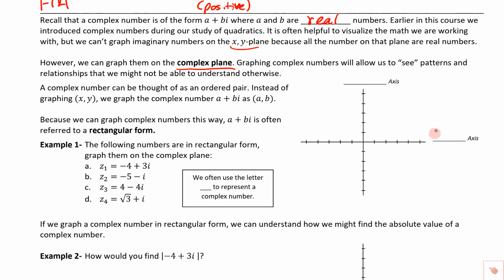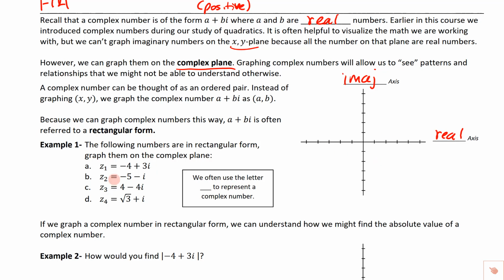The complex plane has a real axis horizontally, so that's kind of like our x-axis, and then we have an imaginary axis that's the vertical axis. So this is the real axis going horizontally, and this is the imaginary axis going vertically. Sometimes we refer to a plus bi as rectangular form because we can graph it on here.